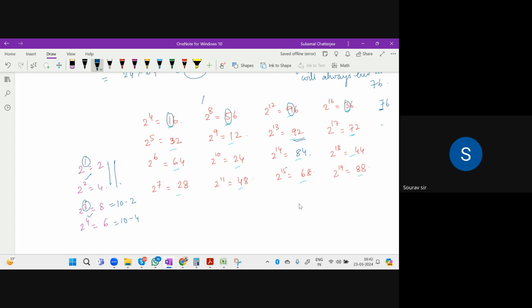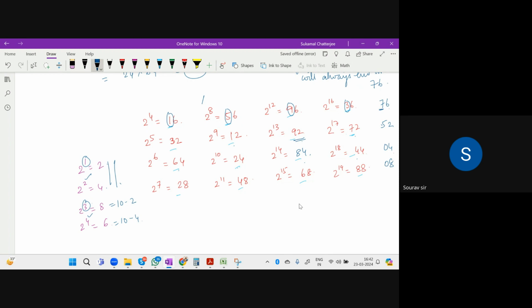What should come here? Just look at this. 3, 1, 9, 7. What is missing? 5. Now 6, 2, 8, 4. So what should come here? What is the other even number? 0. Right? 2, 4, 6, 8. Again 0. And then again the cycle will get repeated.